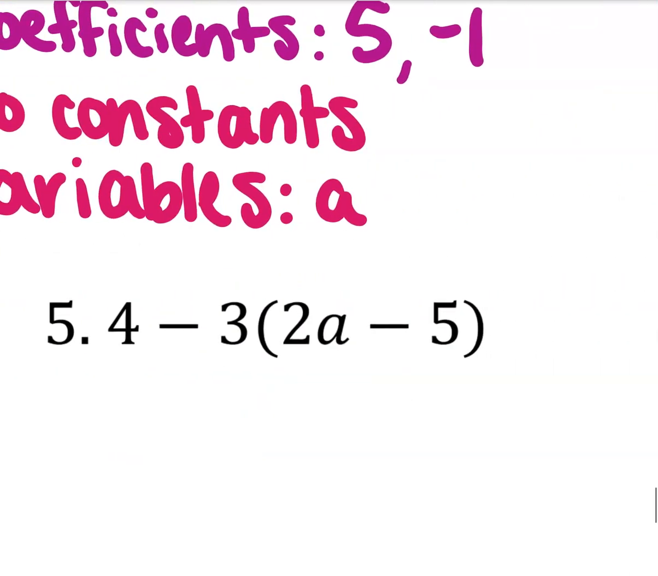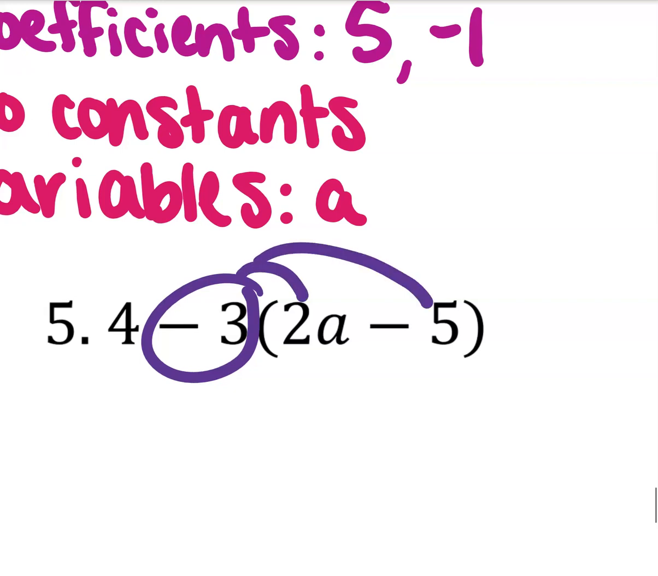This one, we got to kind of use some PEMDAS, some order of operations. Okay, I have parentheses and I have this -3 on the outside, so I'm going to have to rainbow it in before I combine like terms. Okay. So I'm not doing anything to the 4, so I'm going to write it. -3 times 2a is -6a. -3 times -5 is +15.